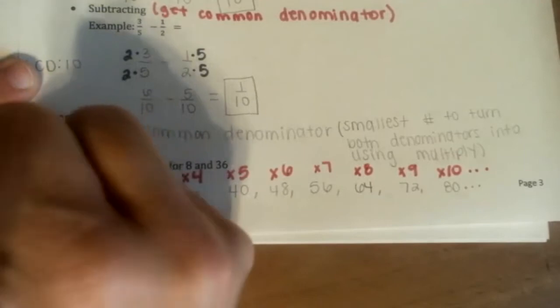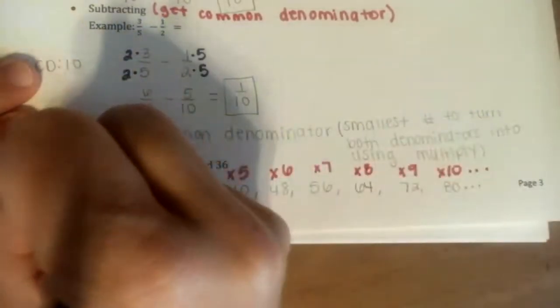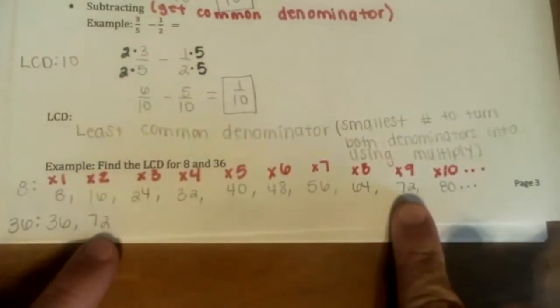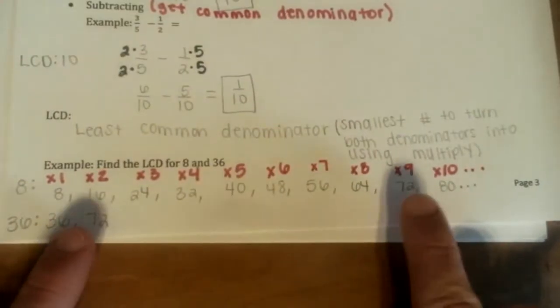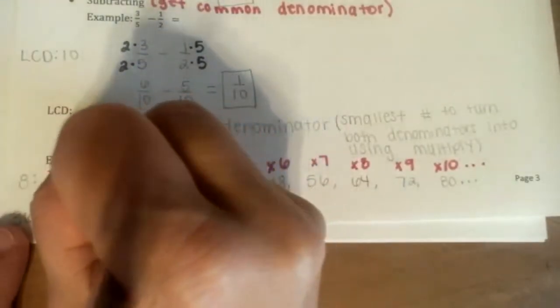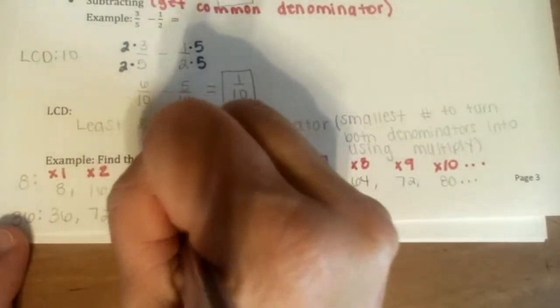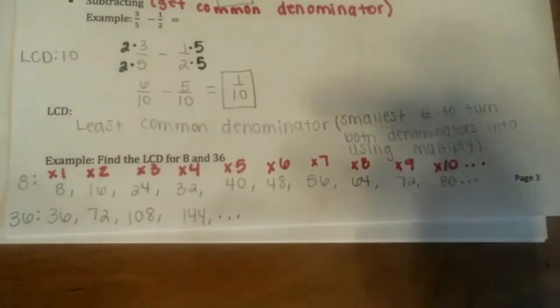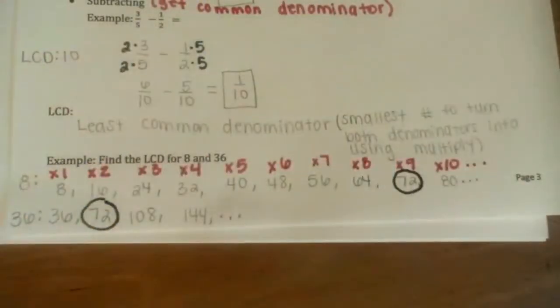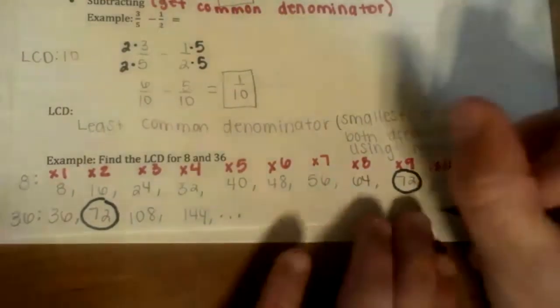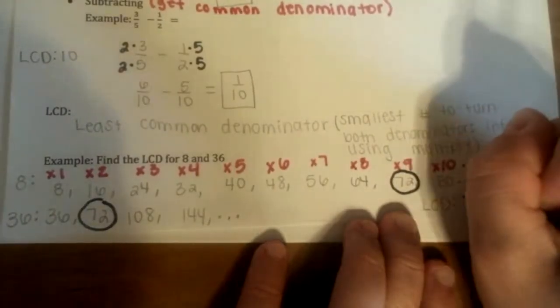So 36 times 1 would give us 36. 36 times 2 would give us 72, which I notice, hey, I have 72. That's the smallest number they both have. So that will be our LCD, but let's keep going. So 36 times 3 would be 108. 36 times 4 would be 144, so on and so forth. But like we said, we see that, hey, they both can be turned into 72. I can do 8 times 9 to give us 72, and I can do 36 times 2 to give us 72. That's the smallest number I can turn them both into, so that would be our LCD. So our LCD would be 72.